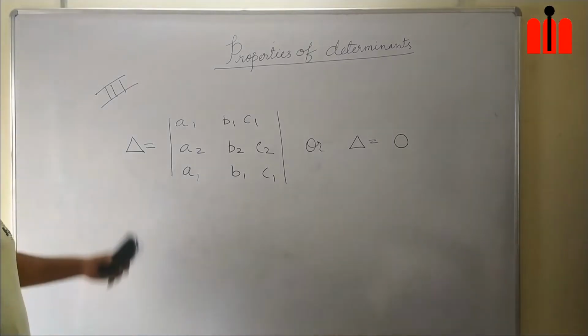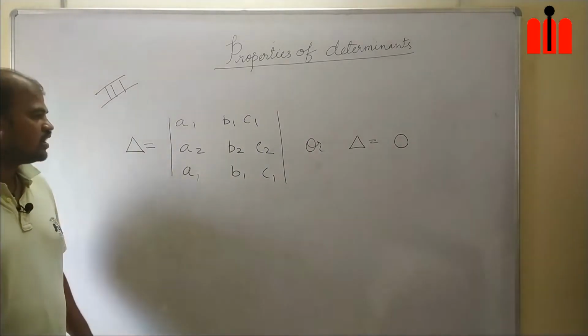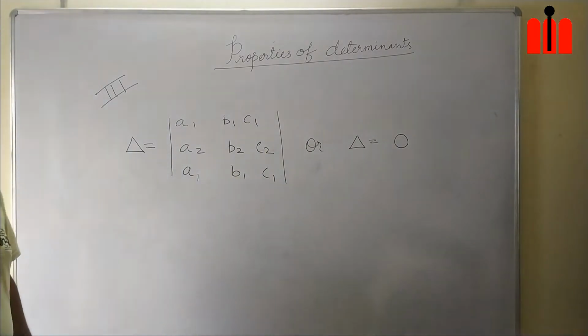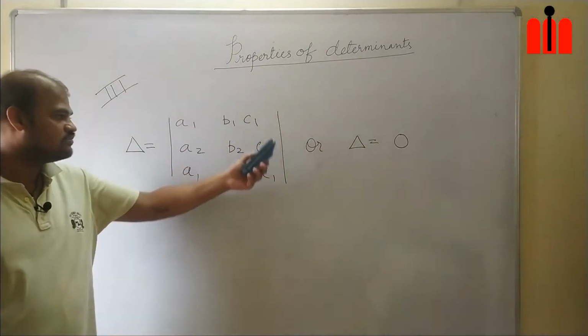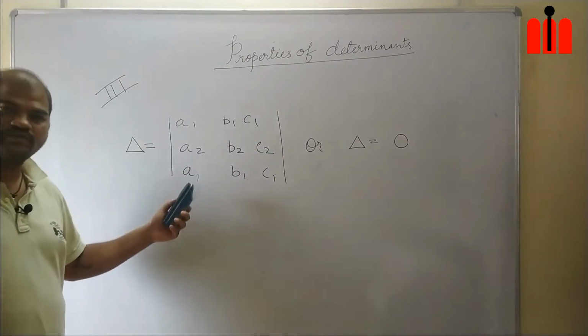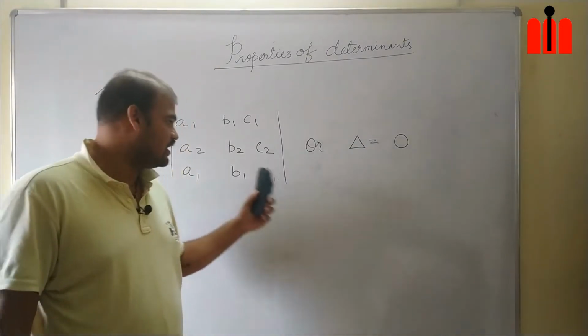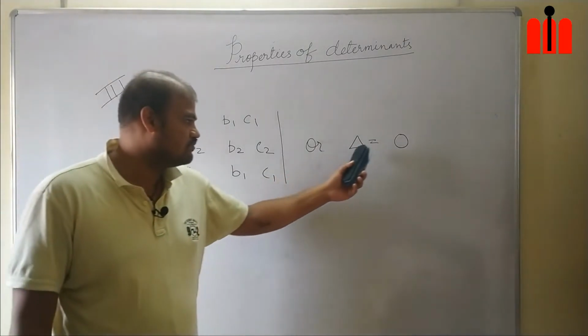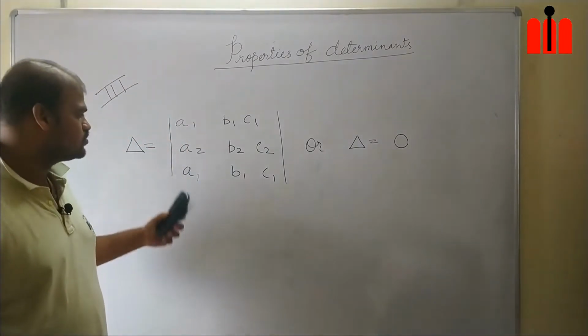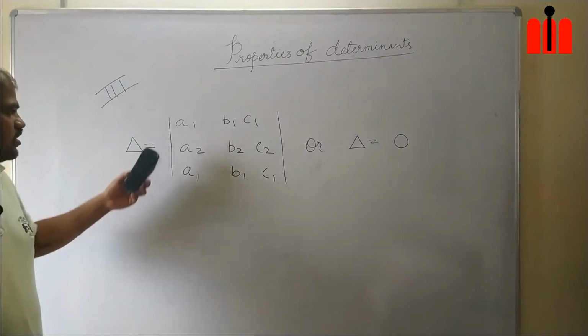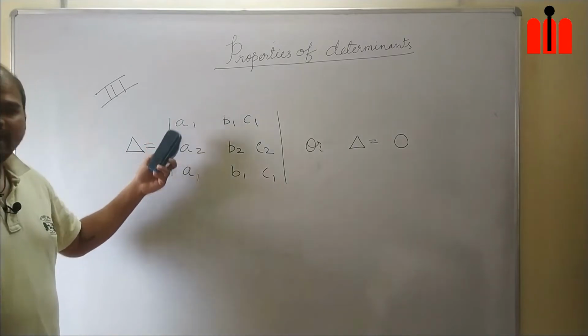Let's move on to property number 3. What does property number 3 say? A determinant of this form will be equal to 0. The determinant is either this, or the determinant is 0. So what is the change? The change is that two rows are identical.